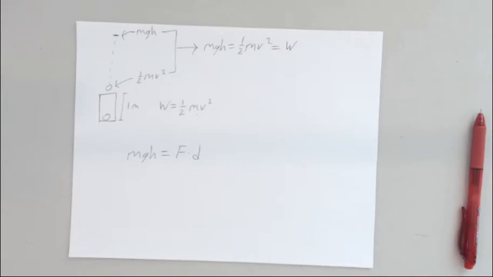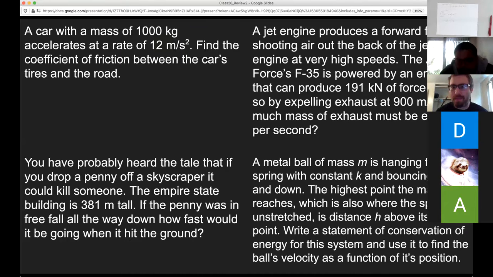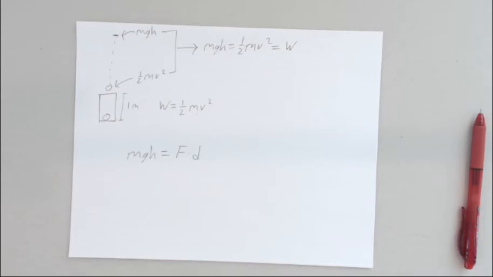Okay, so let me just share the screen real quick so people can see the problem. It's this problem right here on the bottom left. You've probably heard the tale that if you drop a penny off a skyscraper, it can kill someone. The Empire State Building is 381 meters tall. If the penny was in free fall all the way down, how fast would it be going when it hit the ground? All right, I'm going to stop sharing my screen and tell us a tale, sir.